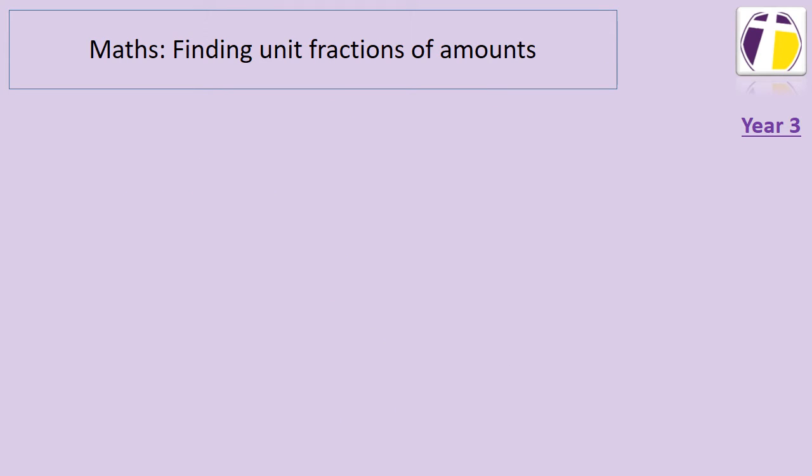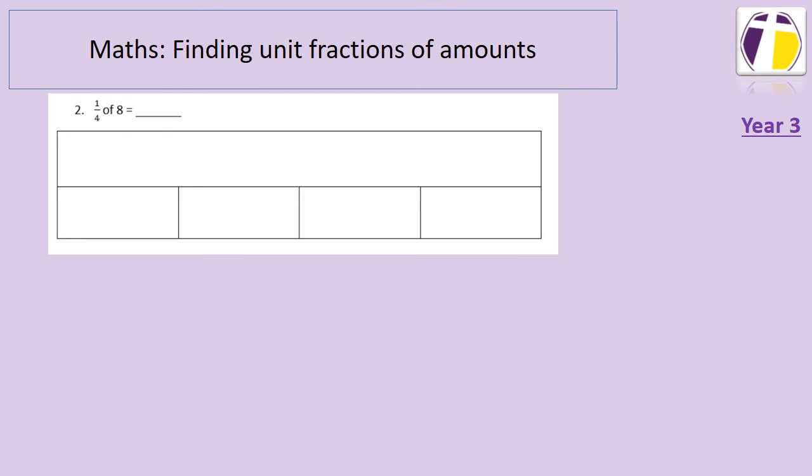In maths, we're going to focus on finding unit fractions of amounts and showing you a way that we can do this. If you are asked to find a quarter of something, 1/4, so let's look at this example, 1/4 of 8, we need to think about how many equal parts that's going to be. If you have a look at the bottom number on the fraction, which is the denominator, it's a 4, which means that we have to split that 8 into 4 equal groups, 4 equal parts. The whole thing is 8, and then we've got to consider how can I split 8 into 4 equal parts.